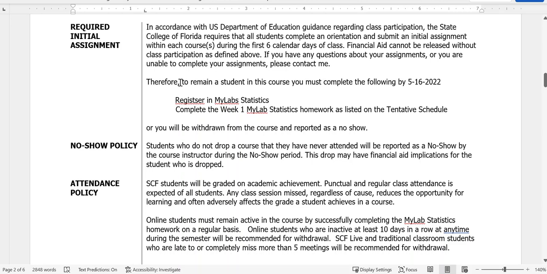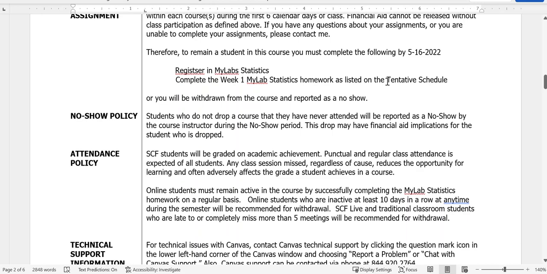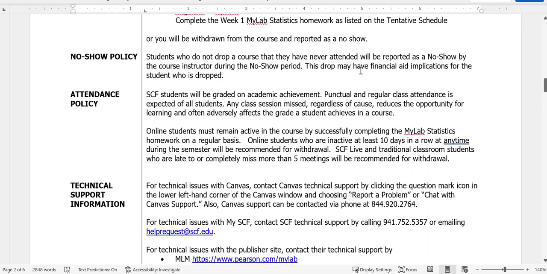So first week, you have to get in, register for my labs, and complete the week 1 homework by 5/16, okay? Or you will be withdrawn from the course as a no-show. So that is the absolute no-show policy. Whether you're an online student, or whether you're on SCF Live, whether you're on campus, you need to be doing something.